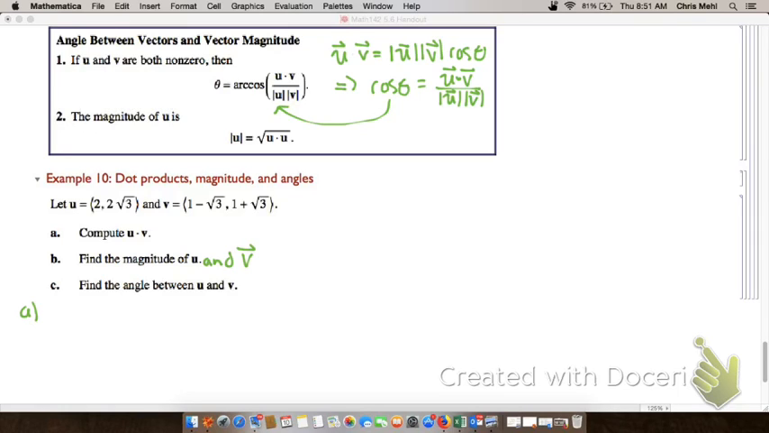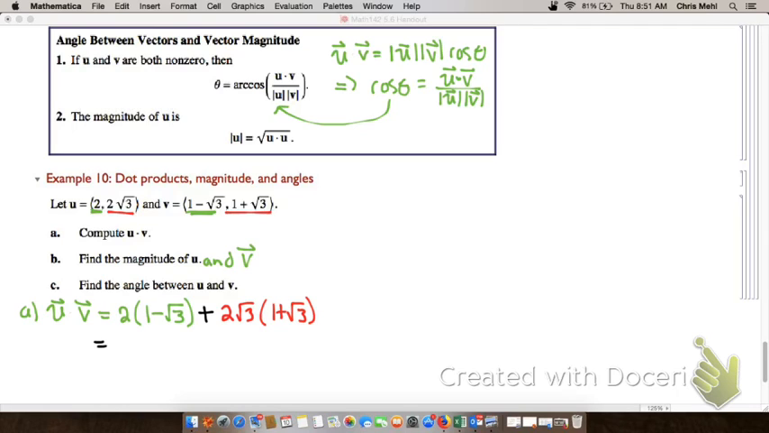So for part A, u dotted with v is going to equal just the product of the x components, so 2 times 1 minus root 3, plus, and then I'll take 2 root 3 times 1 plus root 3. Okay.